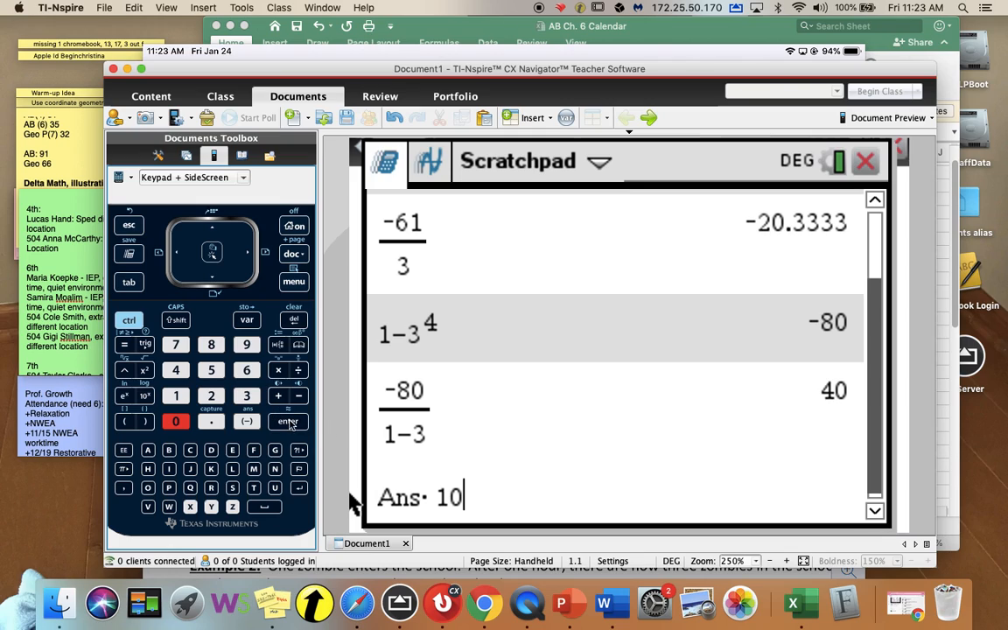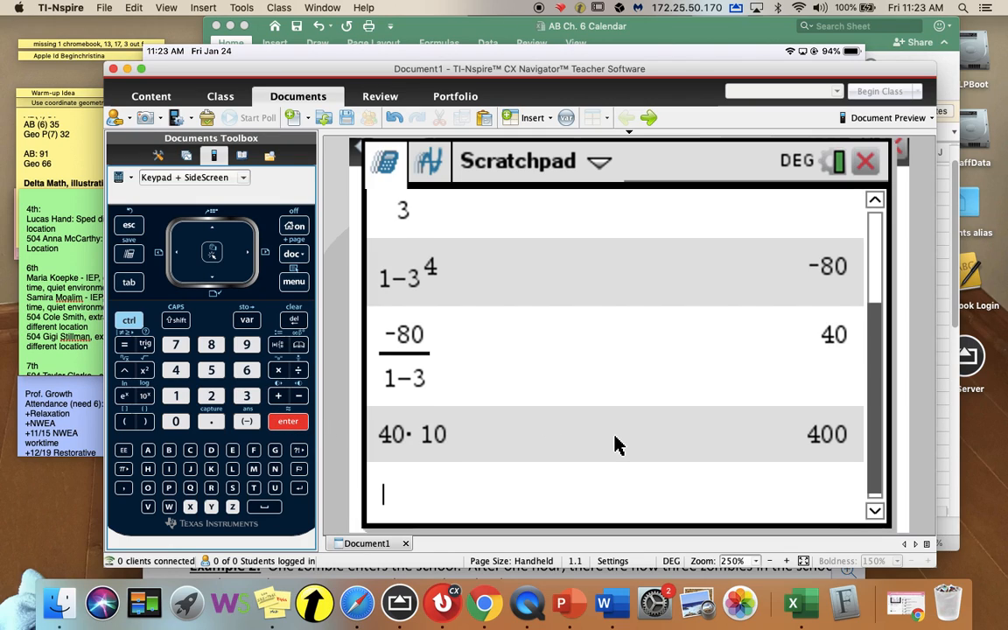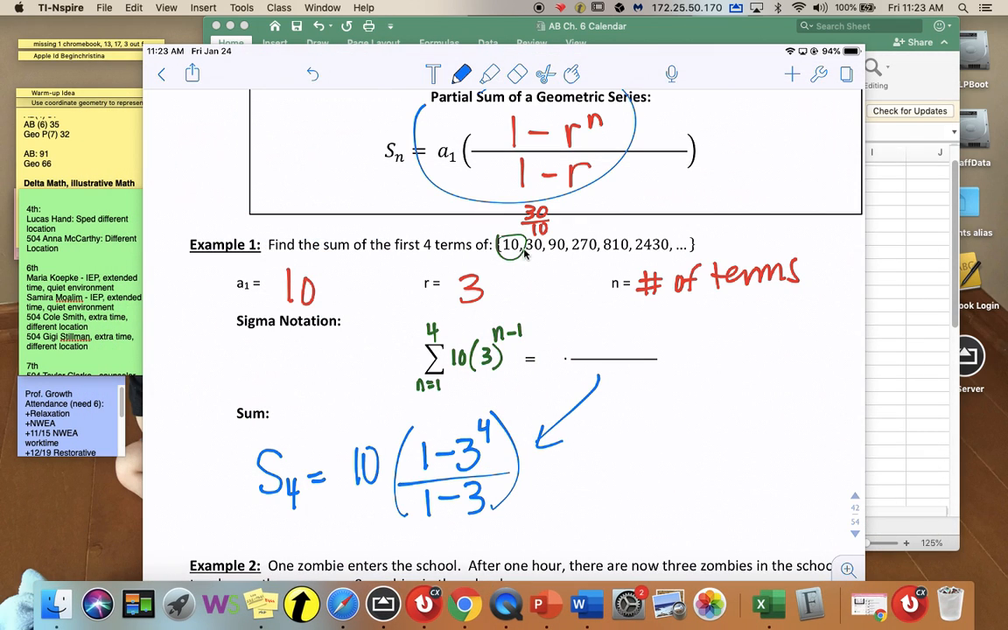So if we added up the first 4 terms, which we can easily do because we have them listed out, but if we didn't know all the terms, you could plug in, and we could see that the sum of those first 4 terms right here is 400.